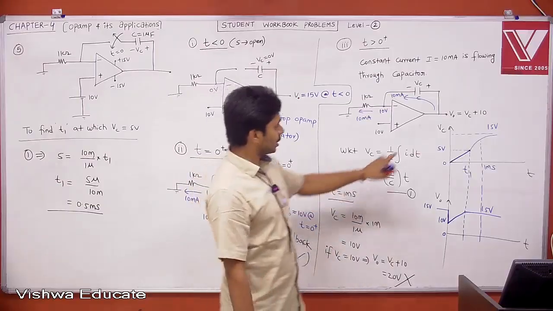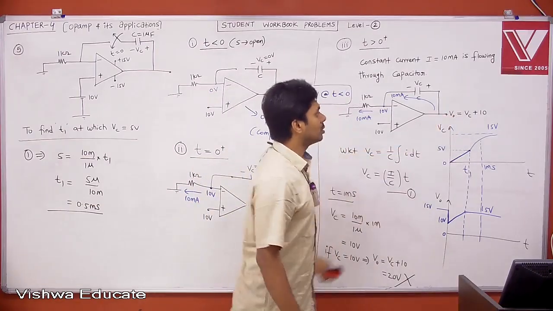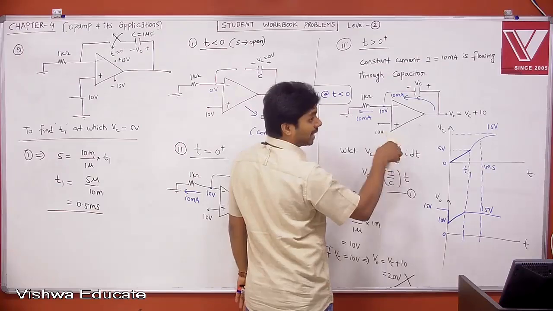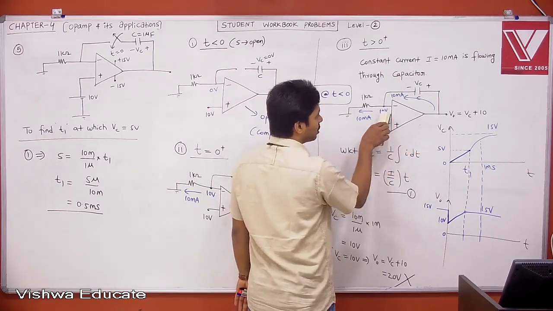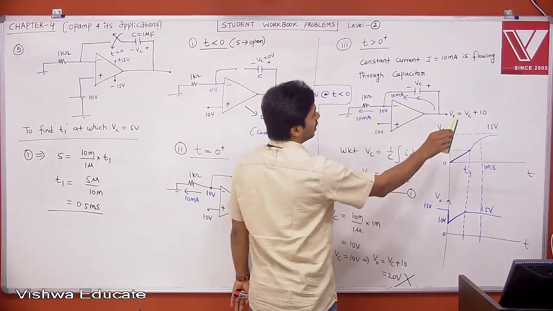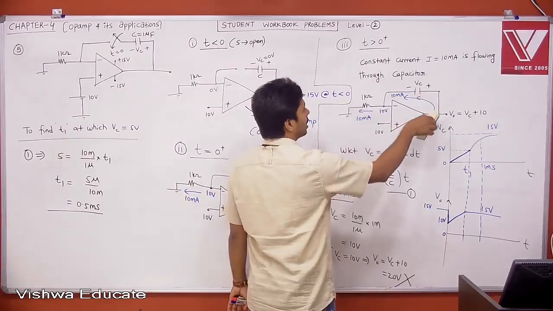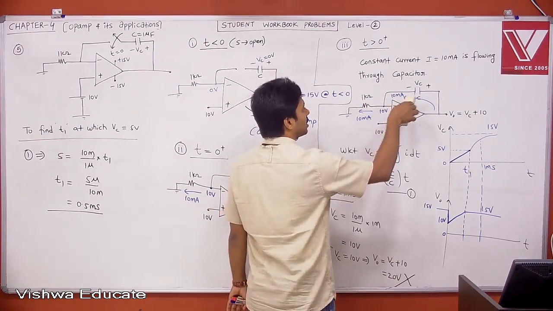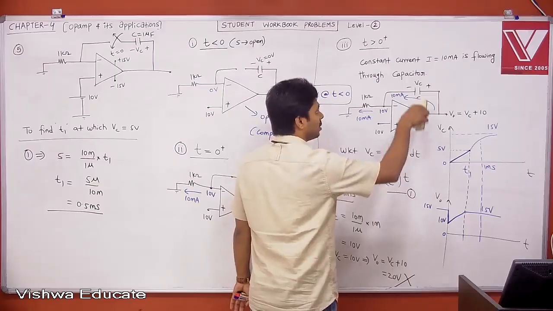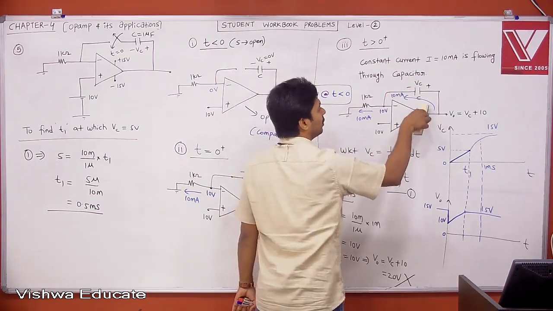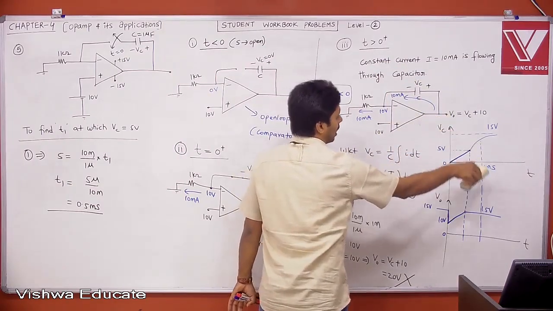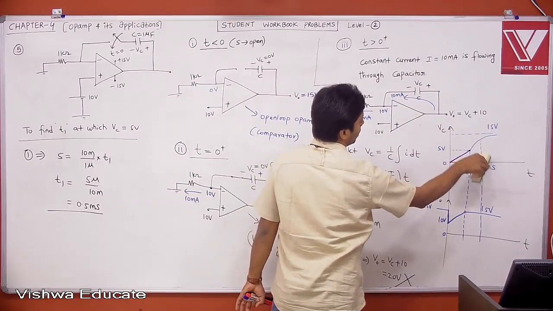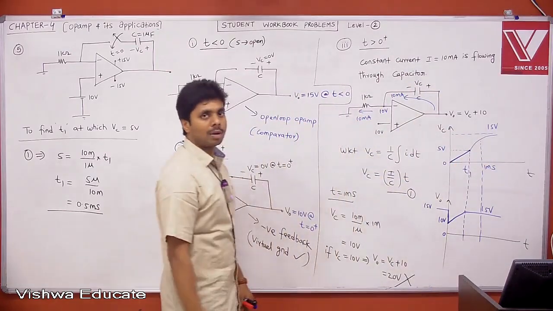Once output voltage reaches 15, the virtual ground concept is no longer valid, practically. Then it is not at 10, it is like a comparator. Then the current, whatever current you have, will be decreasing exponentially. Then this voltage will be lesser as the current is decreasing. While decreasing and then becoming 0, it will be charged completely to 15 volts. Whatever output voltage you have, 15, it will go to that 15. But we are asked for the voltage across the capacitor at time t equal to 1 millisecond.